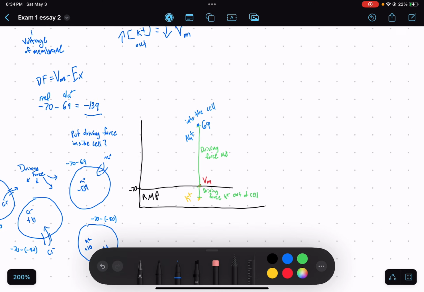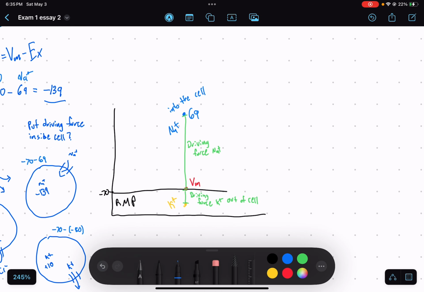Another thing to keep in mind is driving force is also shown on the graph here. You take the concentration of the ion, which is 69, which is up here, and then you place it in accordance to where the RMP, the Vm, is. And then you take that calculation, and that will find you your driving force. So as you can see, the driving force here is much larger than the driving force of the potassium here.